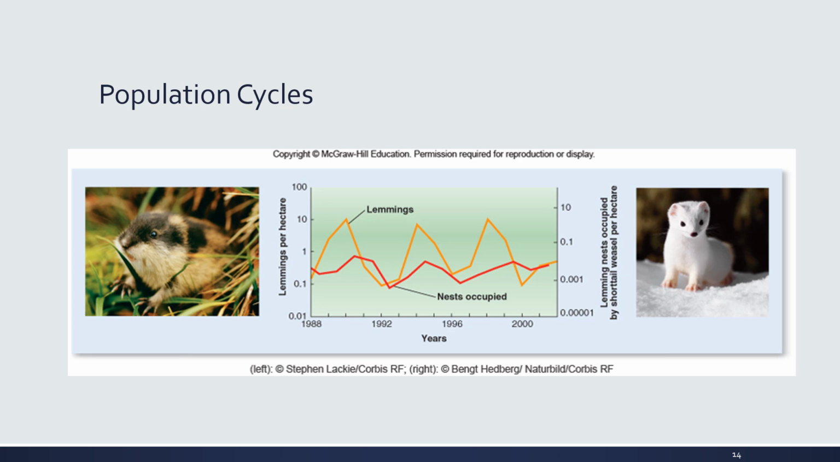So again, we can see this in various other creatures. So just understand these cycles of predator and prey, okay, and don't worry about nests occupied, that's a measurement of our predator there. But anyway, what we see here is that the lemming population is controlled by the predator population, and the predator population is controlled by the lemming population.